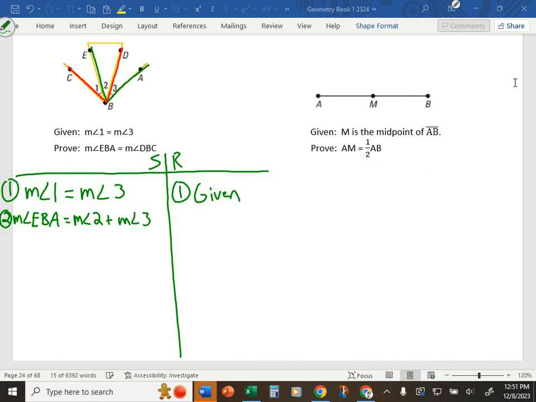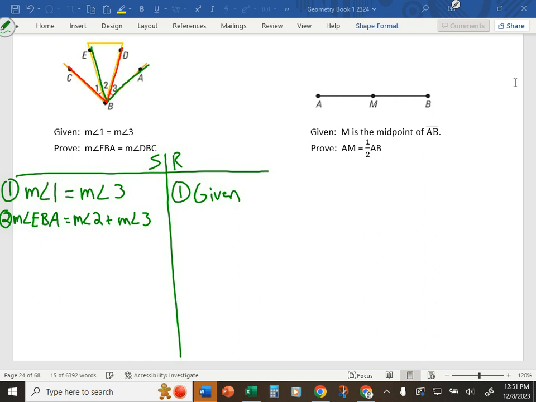The measure of angle EBA. What do we know about EBA? We know that EBA, which is in green here, is the sum of angles 2 and 3. We don't know if 2 and 3 are congruent. We don't know the measure of either of them, but we know that EBA is the sum of angles 2 and 3. And what is the reason for that? Why are you able to say that?